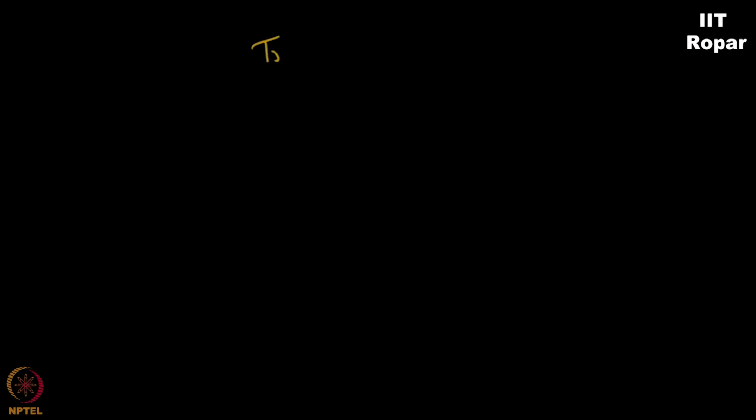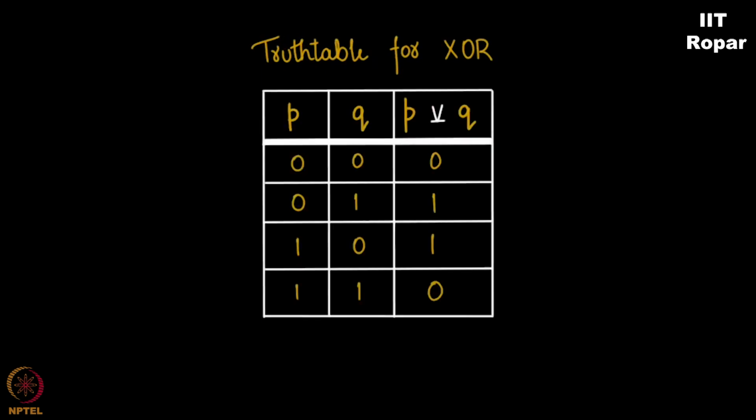Remember what is XOR? Rather, exclusive OR? Remember its truth table? It looks like this, right? Whenever P and Q are such that one of them is 0 and one of them is 1, only then you have a 1. Otherwise it's always 0. Now extending this to 3 variables, XOR is defined this way.